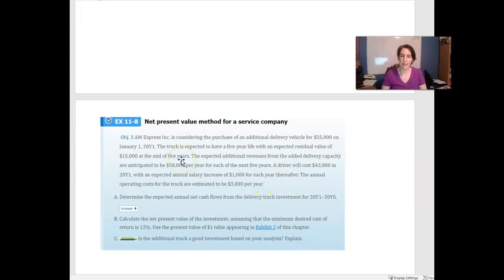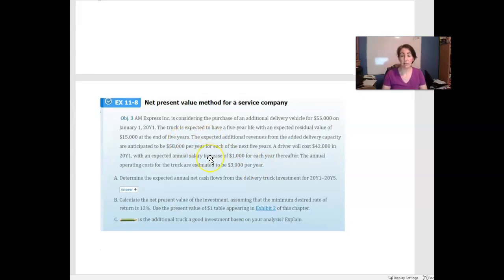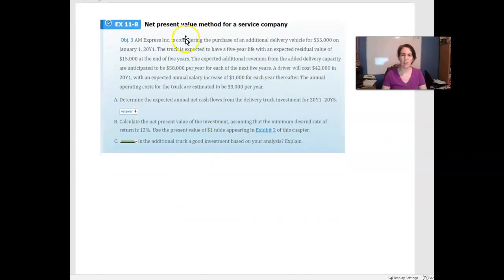AM Express Inc. is considering the purchase of an additional delivery vehicle for $55,000. The truck is expected to have a 5-year life and a residual value of $15,000 at the end of the years. The additional revenues from the added delivery capacity are anticipated to be $58,000 per year. For the next 5 years, a driver will cost $42,000, with an expected salary increase of $1,000 per year, and there will be operating costs from the truck of $3,000 per year.